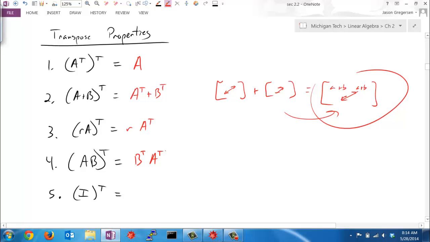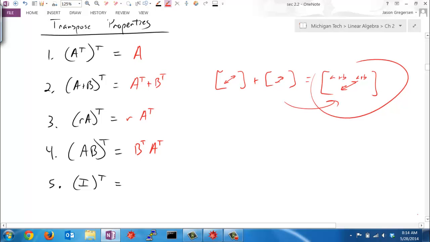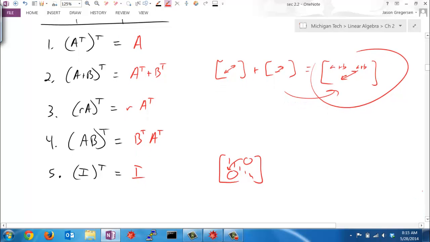And the last one, identity. Identity transposes to what? Just identity. And what is identity? It's just a diagonal matrix with just ones on the diagonal. So all these zeros are just switching places with all those other zeros. All right, any questions about the properties?